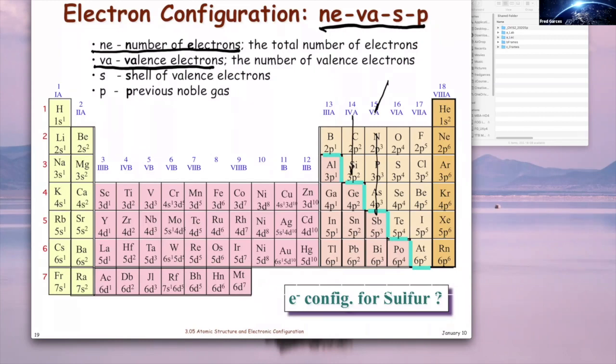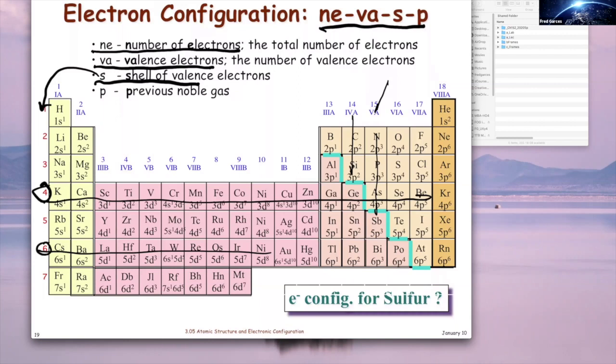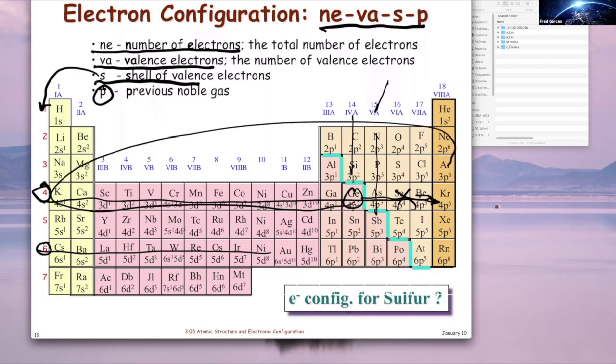The shell of the valence electrons, these are it right here. For all these elements out here, the valence shell is the 4th shell. For these right here, the valence shell is the 6th shell. That's where the very last electrons are found. And then the previous noble gas: if you take an element like germanium, don't go to the closest noble gas, go to the previous noble gas, argon, okay? For something like antimony, the previous noble gas is krypton, not the closest noble gas. For iodine, the previous noble gas is krypton.